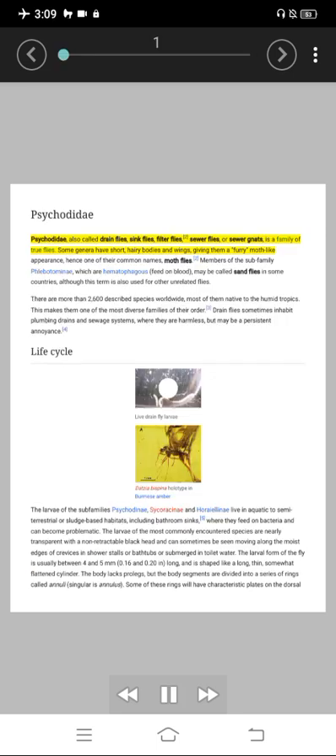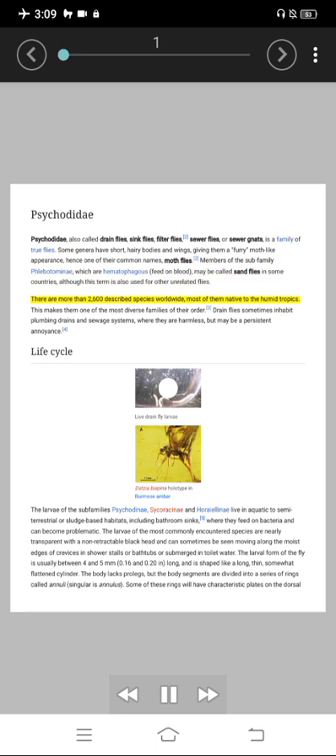Psychodidae, also called drain flies, sink flies, filter flies, tube sewer flies, or sewer gnats, is a family of true flies. Some genera have short, hairy bodies and wings, giving them a furry, moth-like appearance, hence one of their common names, moth flies. Two members of the subfamily Phlebotominae, which are hematophagous, feed on blood, may be called sandflies in some countries, although this term is also used for other unrelated flies.